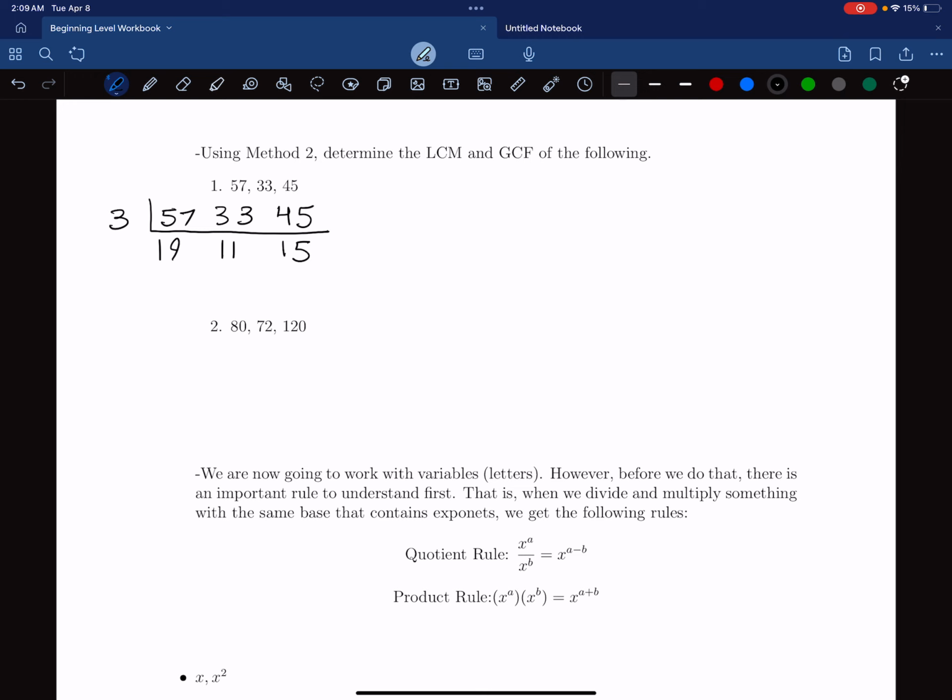Now once you get here, you have to think, do any of these numbers have a common factor that we can pull out like we did here that divides evenly into every number? In this case, we don't have any common factor that we can pull out again out of all three of these numbers. So we're going to stop this part here, and we're now going to begin to find the least common multiple and the greatest common factor.